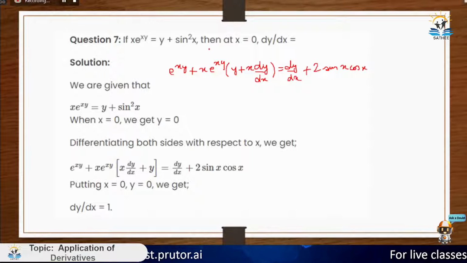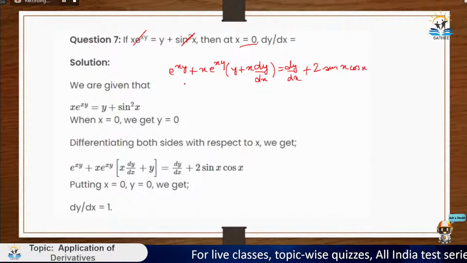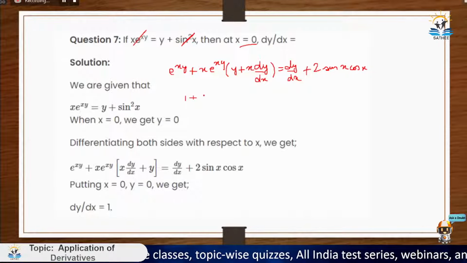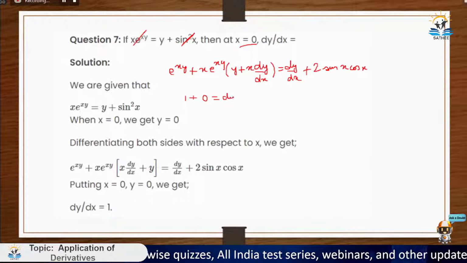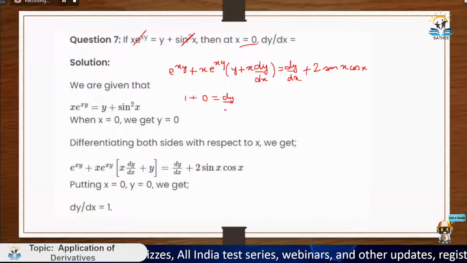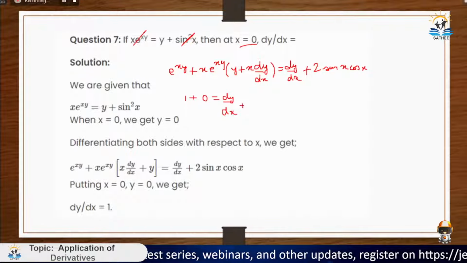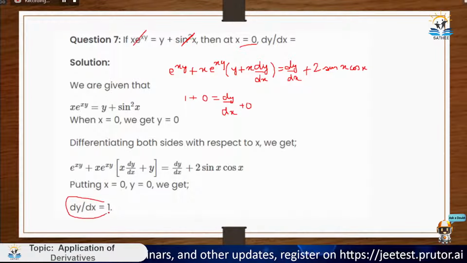Okay, so from here, since it is x equal to 0, so putting x equal to 0, this thing would be 0, this thing would be 0, so y is equal to 0. So basically, now put the value of x equal to 0 and y equal to 0 here. So you will get 1 plus this thing will convert to 0 equal to dy by dx plus sine 0 is again 0, so plus 0. So from here, you are getting the value of dy by dx to be equal to 1. So 1 is your final answer.